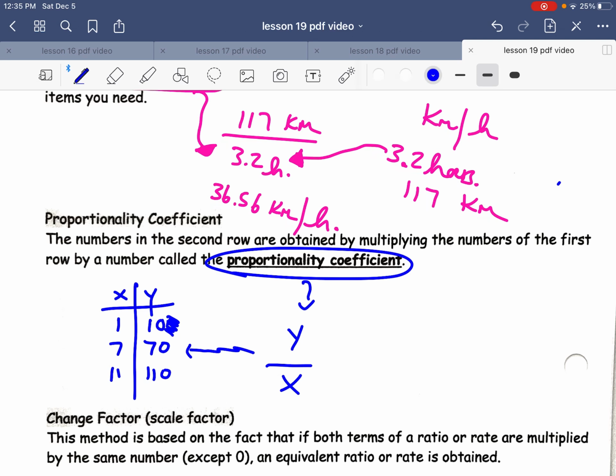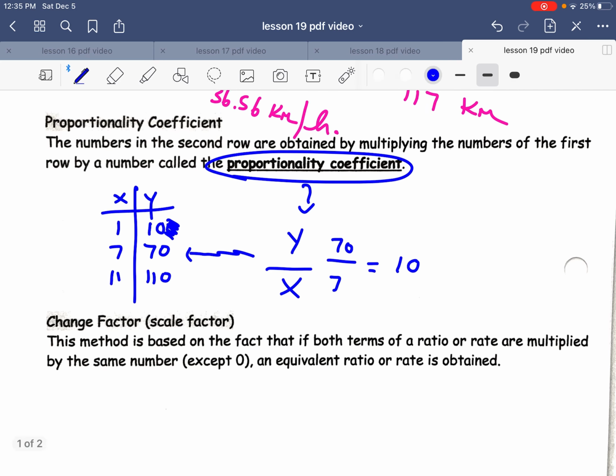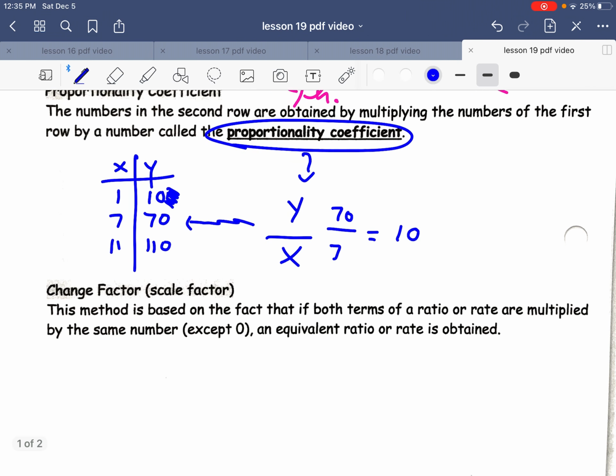If you pick on any of these, so let's say the 70 divided by 7, it will give you a 10. If you pick on the 10 divided by 1, if you pick on the 110 divided by 11, the proportionality coefficient will always give you a 10 in that situation.